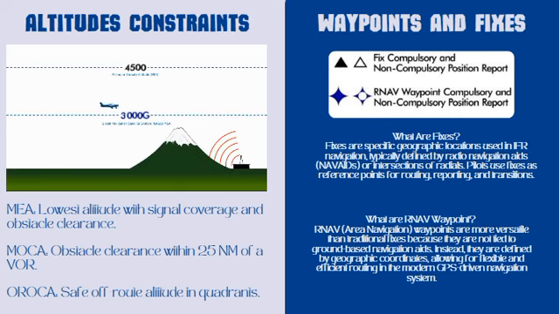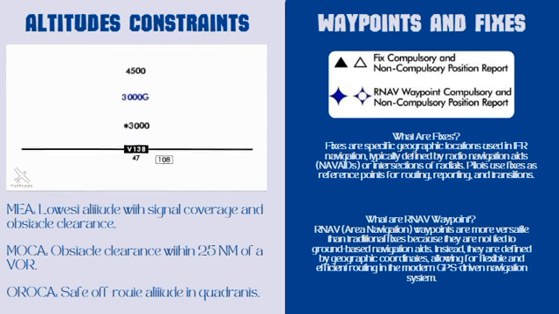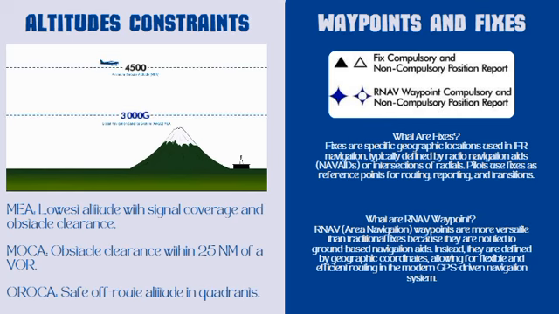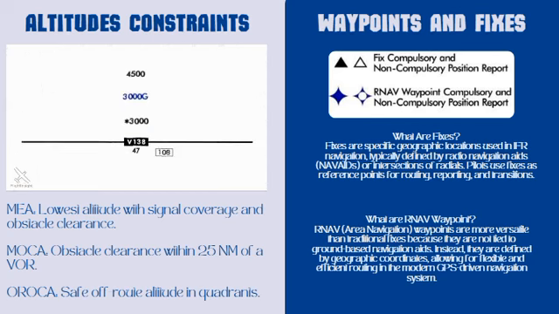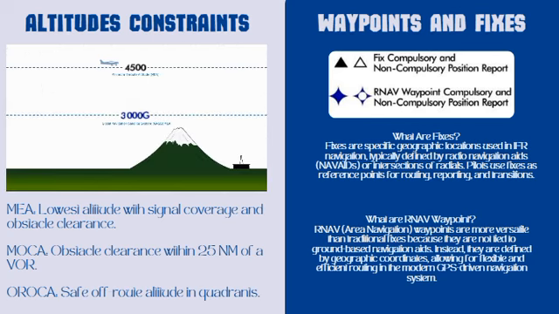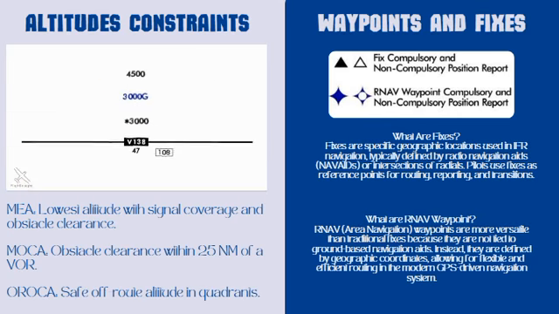the route. While it guarantees obstacle clearance, it may not ensure the aircraft can receive the navigation signal for the entire route, especially when navaids are spaced far apart. MOCA is usually marked with an asterisk on IFR charts to differentiate it from MEA. MOCA values are displayed below the MEA value or nearby the route segment they apply to.